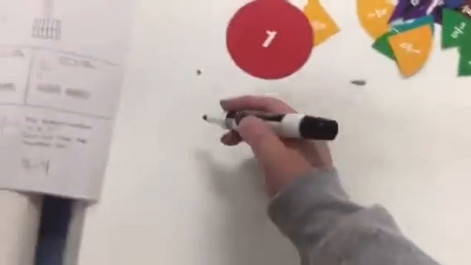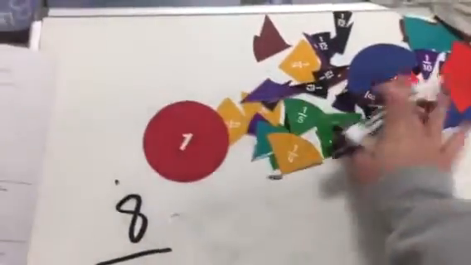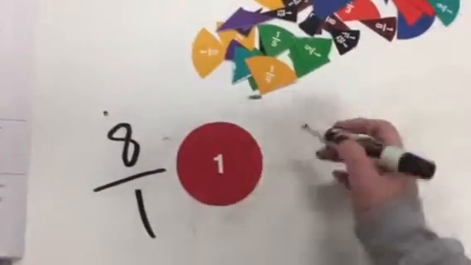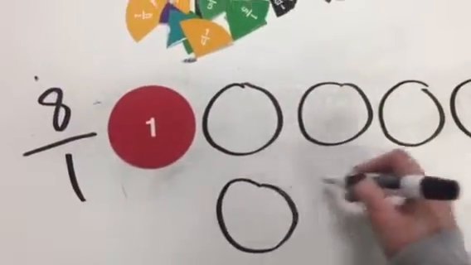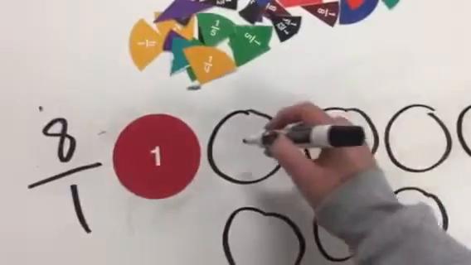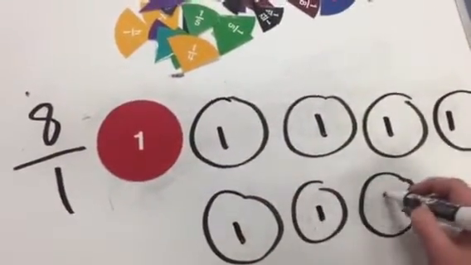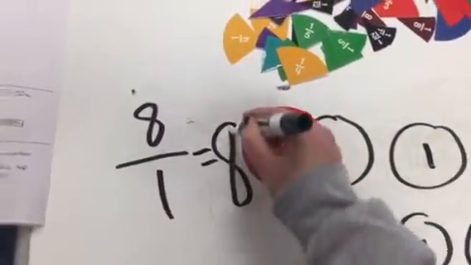Okay, what if we have 8 over 1? The denominator is the size of my pieces. Of all these pieces, what size am I going to use? I'm going to use the 1. Exactly. How many of those do I get? I get 8. So 1, 2, 3, 4, 5, 6, 7, 8. All these are one-whole pieces because my denominator was 1. So 8 over 1 equals 8.